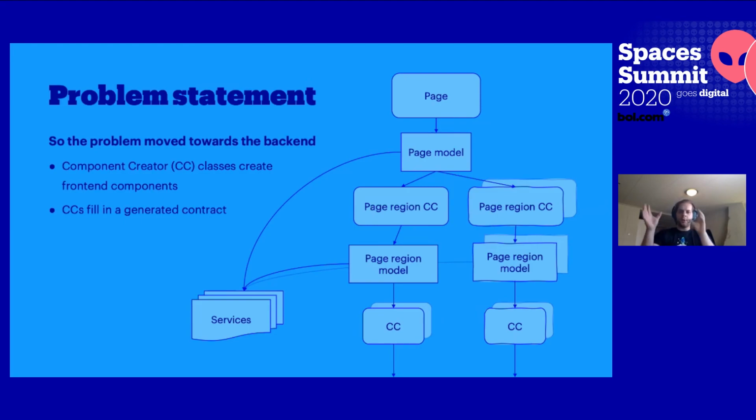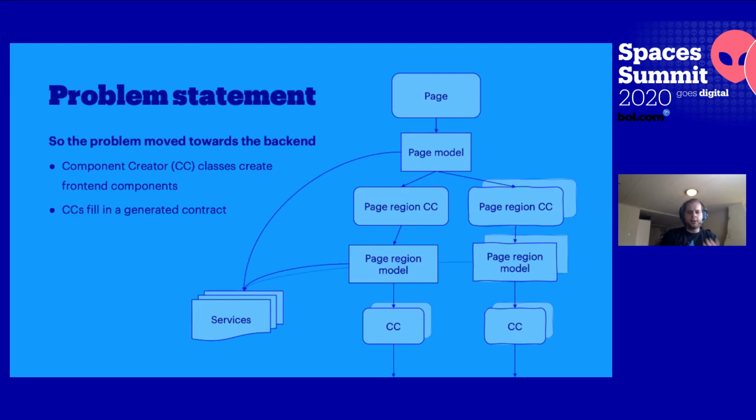So the page model is put into the component creator, or the CC of the page region, and then this creates a new model. And then with this model, it creates all the components that are below it. Those components take the model from the parent, then they create a new model. And with this new model, they create the CCs below them.